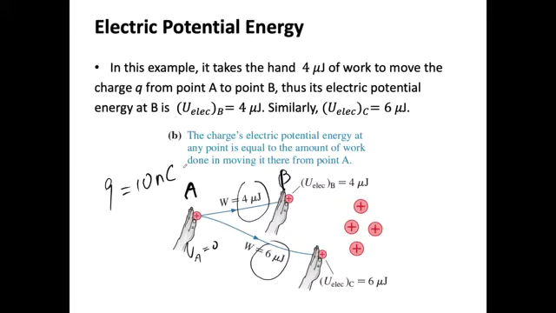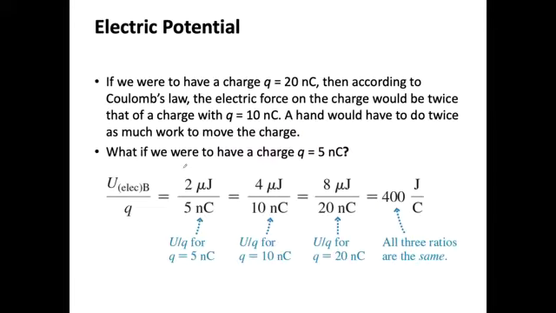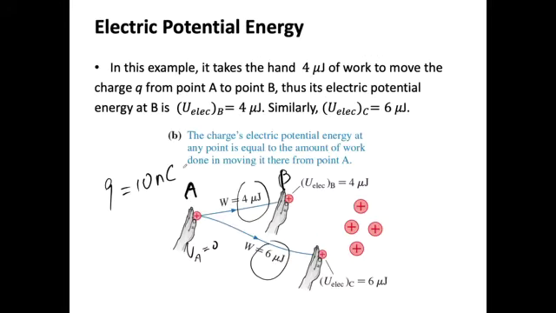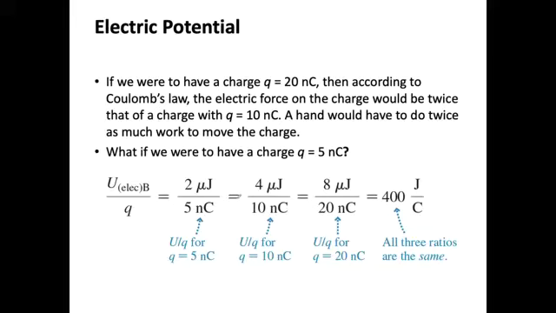So let's think about what work I would need to do if the charge is 5 nanocoulomb. If the charge is 5 nanocoulomb, the electric force from A to B would be halved, right? So I only need to do 2 microjoules of work to move the charge from A to B. Now if you double the charge to 20 nanocoulomb, the force is going to double, so I need to double the work to move the charge from A to B.